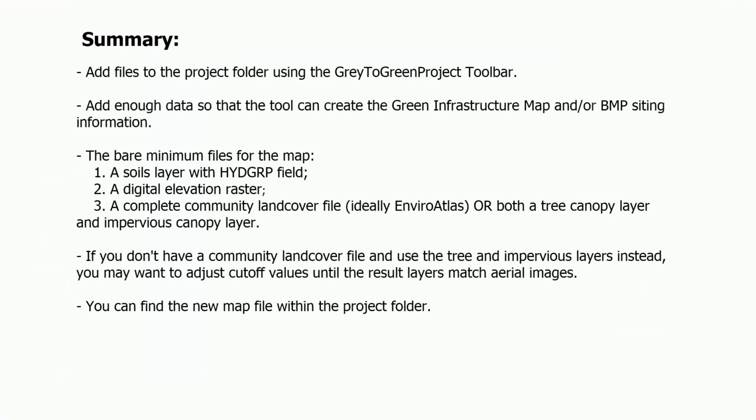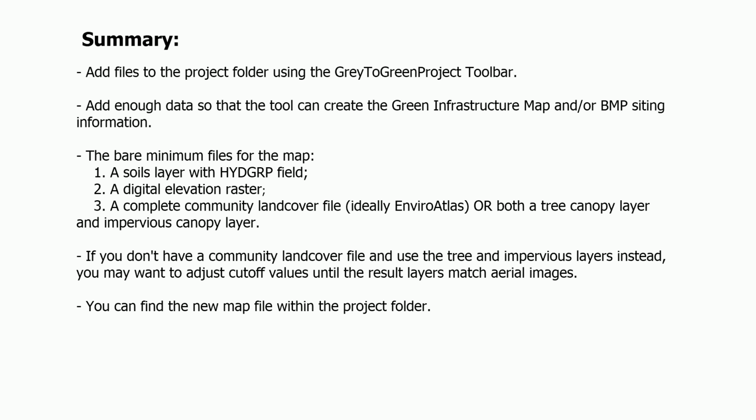To summarize, you're going to add files using the Gray to Green project toolbar. You want to add enough data so that the tool can create the green infrastructure map and later on your BMP siting information. This means the bare minimum files needed, at least for the green infrastructure map, are a soils layer with a hydrological group, a digital elevation raster, and a complete community land cover file, ideally EnviroAtlas.